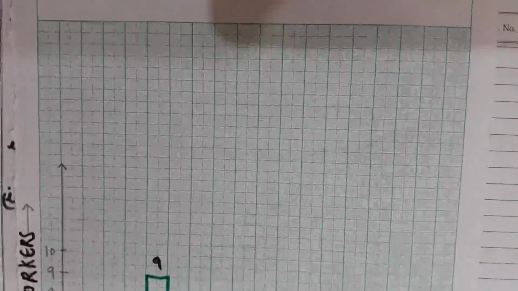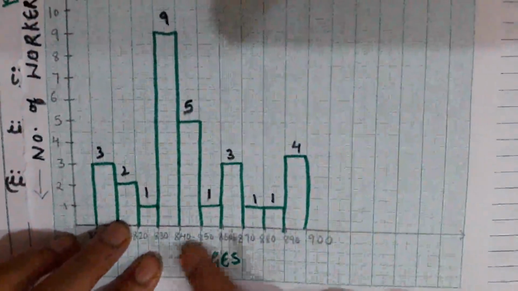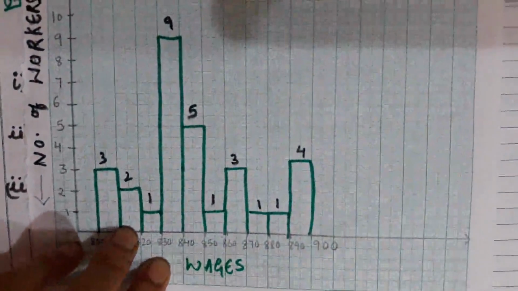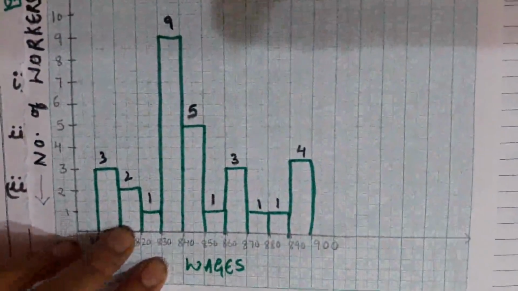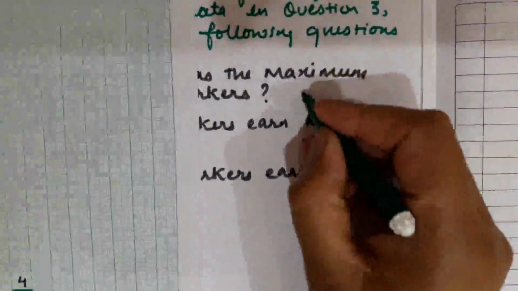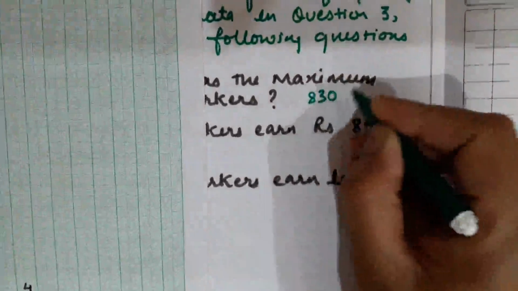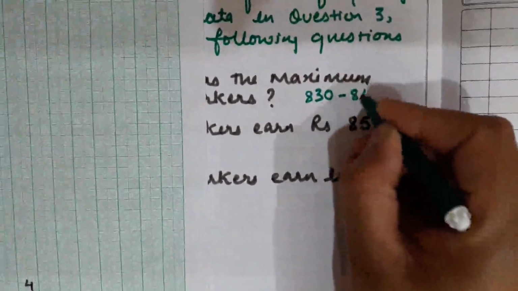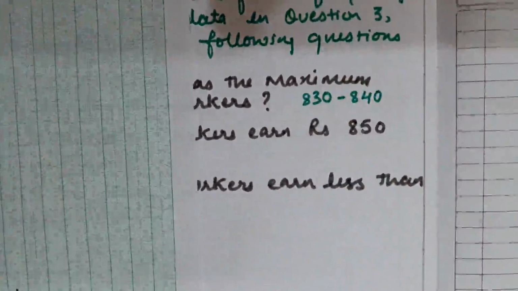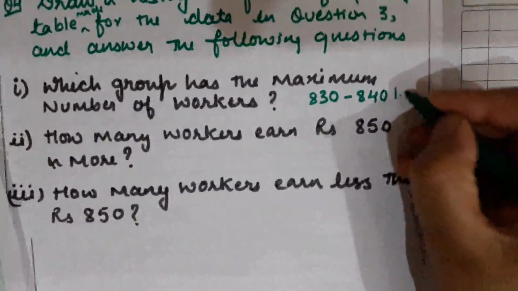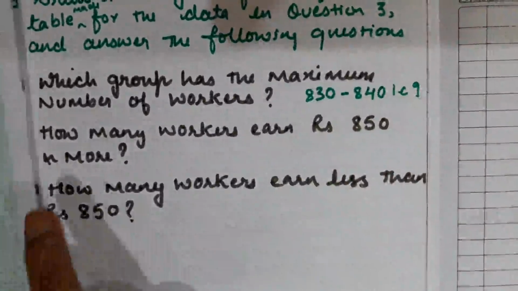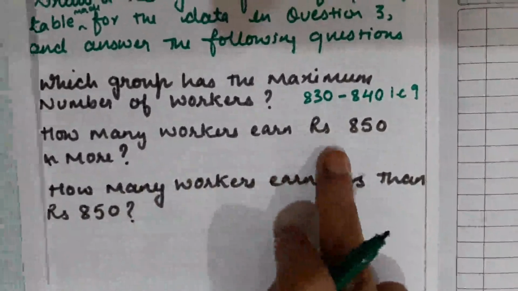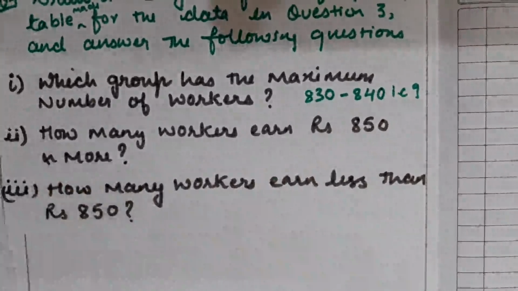See, between 830 and 840 the maximum number of workers is 9. So the answer is 830 to 840, where the maximum number of workers is equal to 9. Now the next question is, how many workers earn rupees 850 and more?